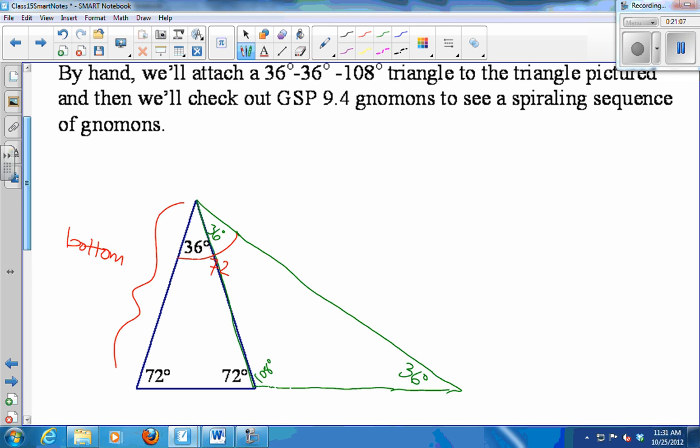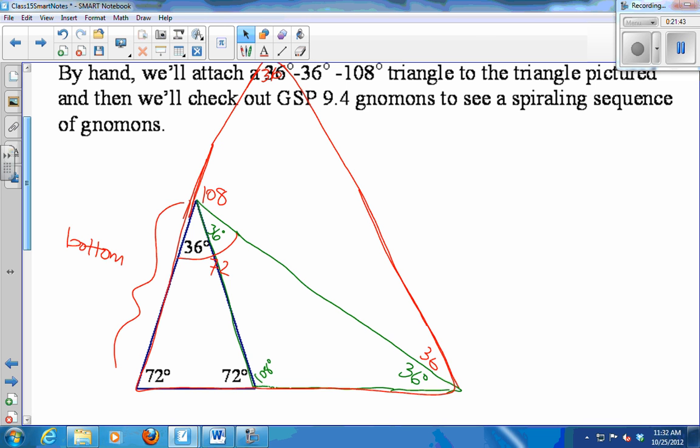So I can keep doing this over and over, right? Now I'm going to extend this line on the 72-degree angle, and I get 108. Copy the 36, and draw these till they connect. And this would be a 36. And now the big outer triangle, this big red triangle, is similar to this original blue triangle. We have a 72, 72, 36 triangle.